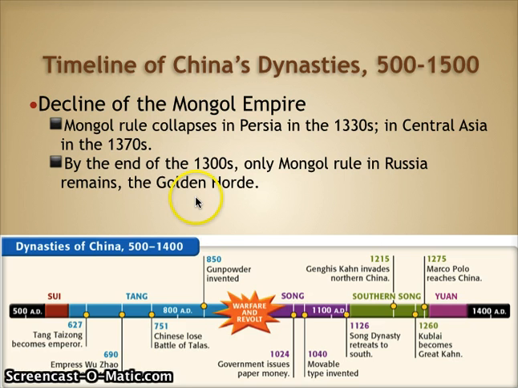So if we were to look at this dynasties in China, okay, you can sort of see we have Genghis Khan invading, Marco Polo reaches China, and we have a short Yuan or Mongol dynasty right here. I want you to write down 2 questions now.